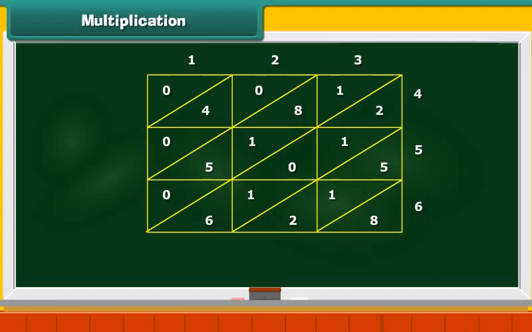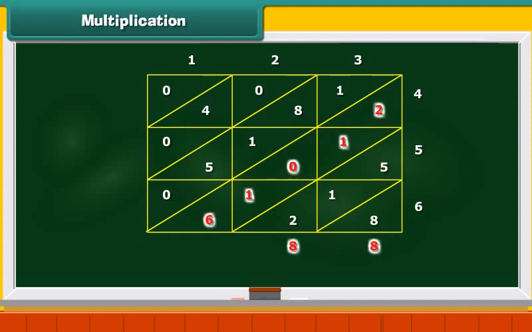Now add up the diagonal elements from the bottom. The bottommost diagonal has only one element. Write 8 beneath the table under the last column. The diagonal above it has 3 elements, 5, 1 and 2. Their sum is 8. Write 8 where the diagonal ends.